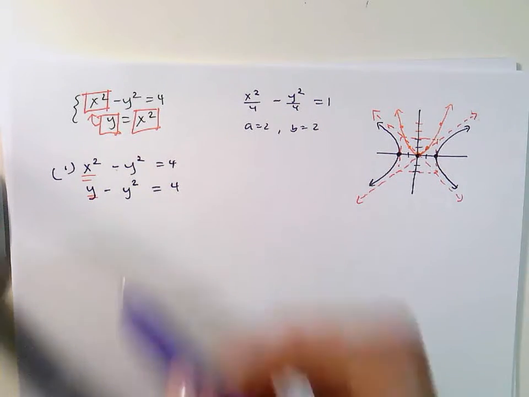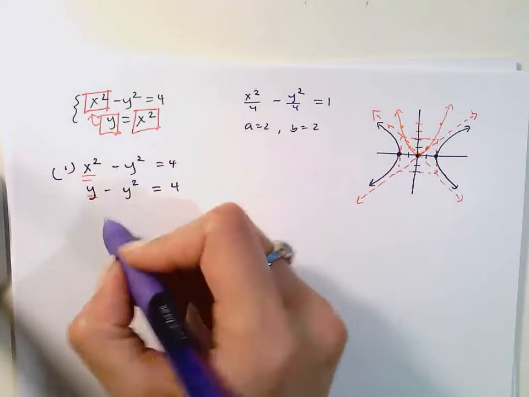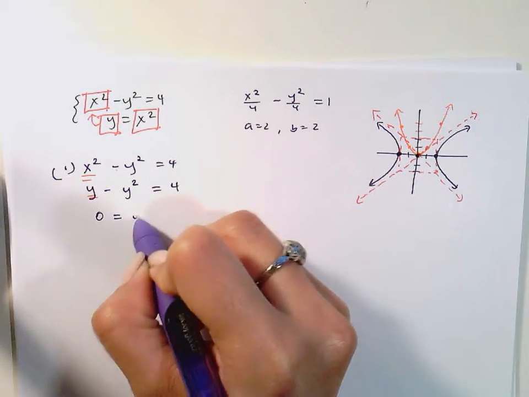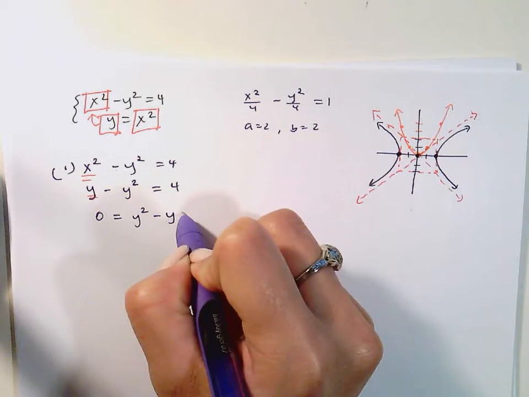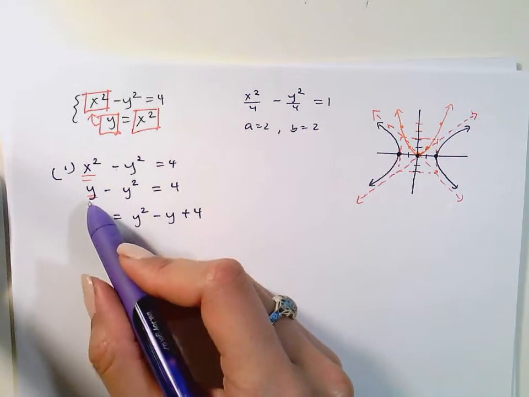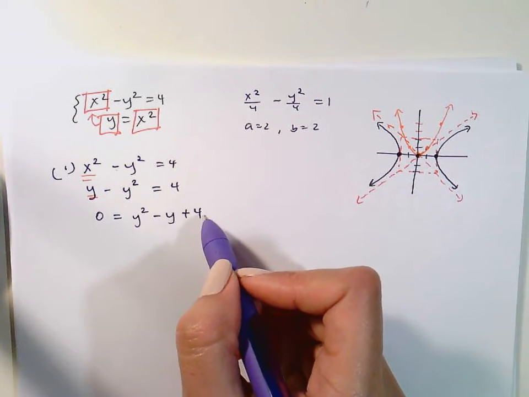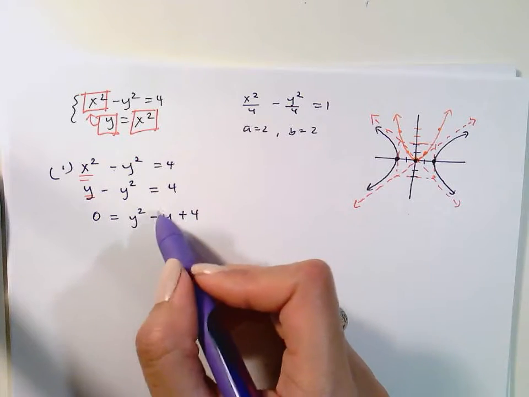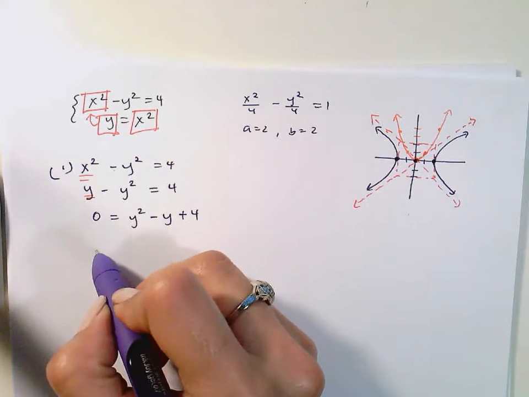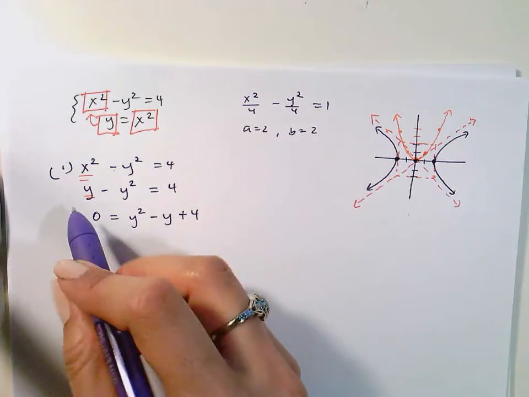Then I'm going to simplify this. This is another quadratic. If I move everything to the right side, I get 0 equals y squared minus y plus 4. I moved everything to the right, added a y squared and subtracted a y. Then I try to factor this, but I can't find two numbers that multiply to 4 and add to negative 1. So we have to use the quadratic formula. You can either complete the square or use the quadratic formula.